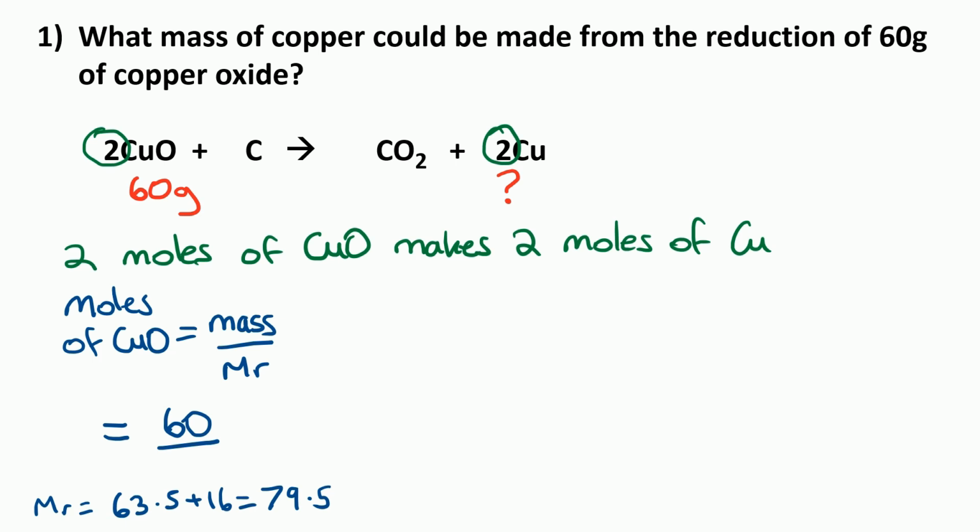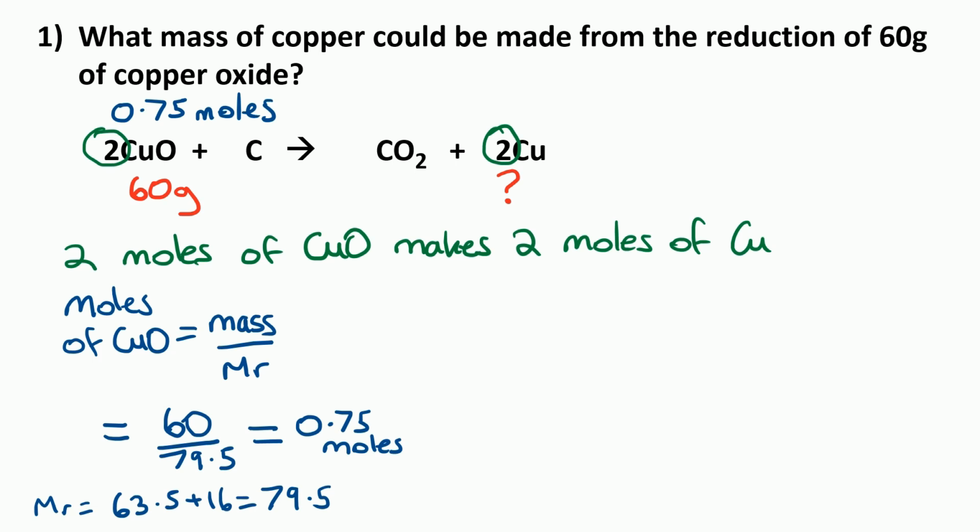Notice that at this stage we're not going to times it by 2, because the Mr is only for one molecule of that substance. So we put the 79.5 into the equation to work out the moles, and we get that the moles of copper oxide is 0.75 moles. You could leave it as the long number that you get in your calculator at this stage. Then we annotate the equation once again to show how many moles of copper oxide we've got.